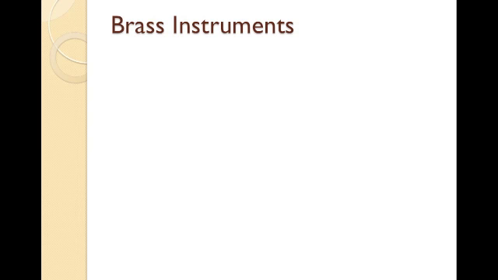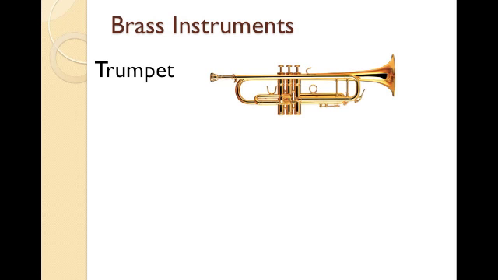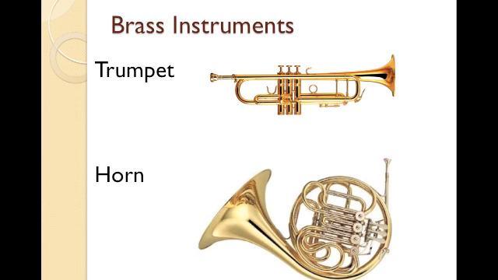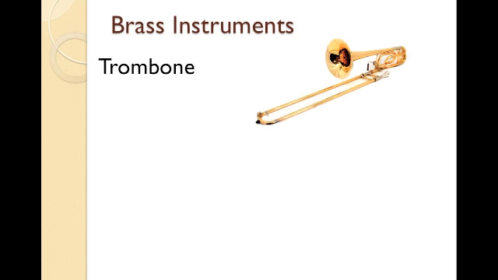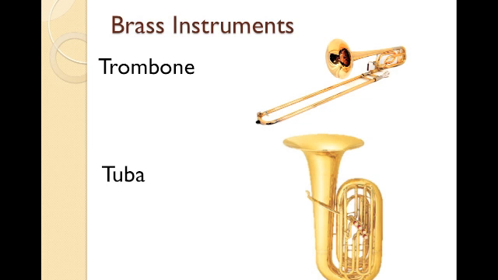The 4 common orchestral brass instruments from high to low pitch are the trumpet, the horn, also known as French horn, the trombone, and the tuba. The trumpet, horn, and tuba all have valves. The trombone, on the other hand, uses a slide to change pitch.